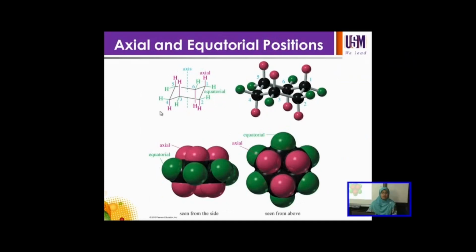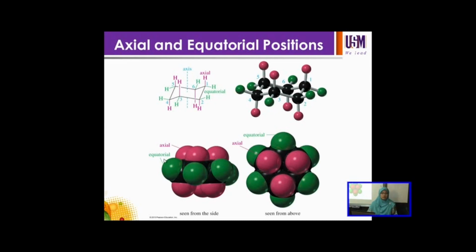In drawing the chair conformation, we have to know the axial and equatorial positions. All the carbon-hydrogen bonds are staggered in the chair conformation, not eclipsed. The axial bonds are directed vertically, parallel to the axis of the ring. You can see here, colored in red, all the hydrogens in axial position are vertically directed and parallel to the axis of the ring, while the equatorial ones in green are directed outward towards the equator of the ring. All these green colored hydrogens are equatorial hydrogens.